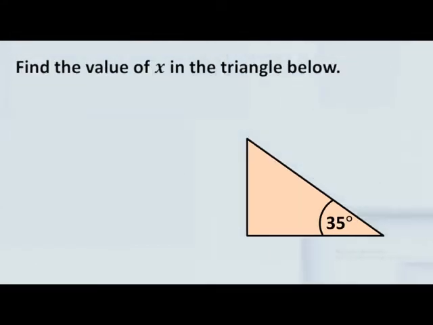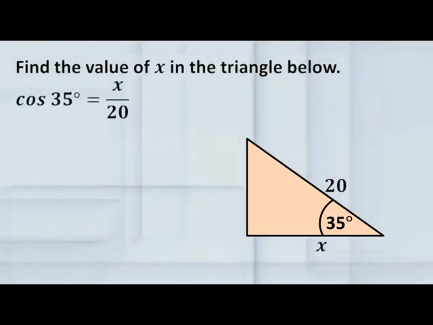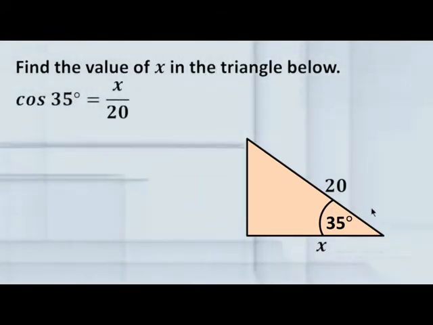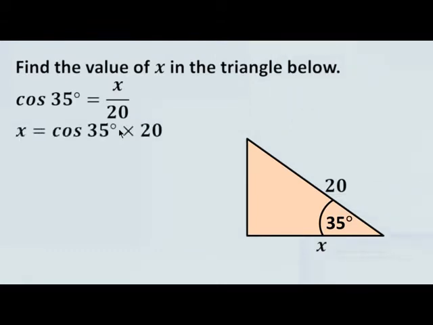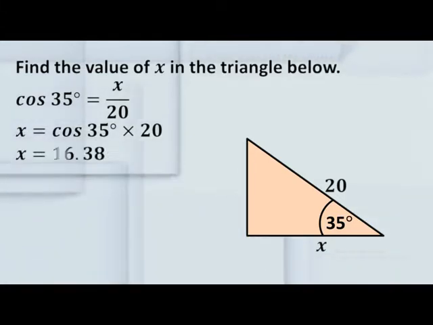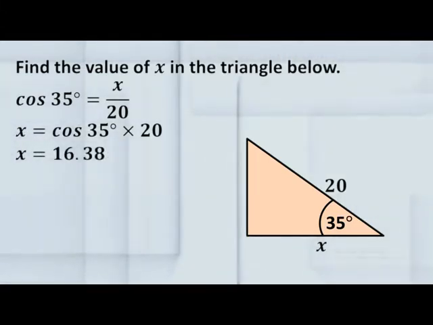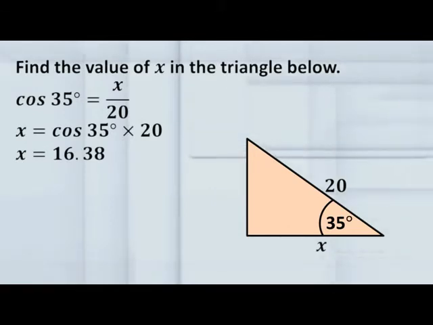Now we're going to find the exact value of x in the triangle below. The angle is 35. As you know, x is the adjacent and 20 the hypotenuse. So using cosine, because cosine is adjacent per hypotenuse. So cosine 35 equal to x per 20. So x equal to cosine 35 times 20. By calculator, you will find that the value of x equal to 16.38. That's the value of x.